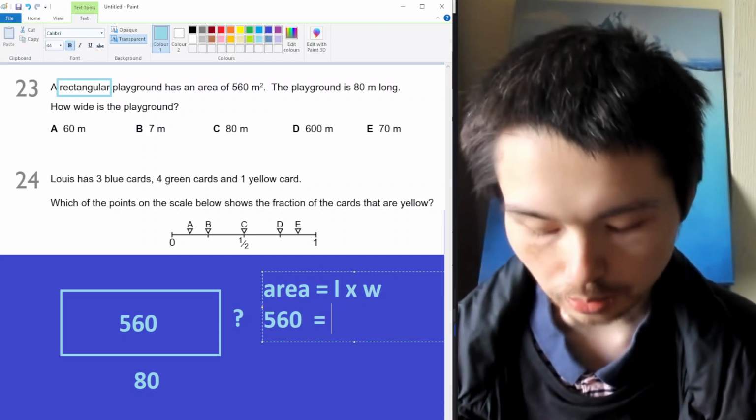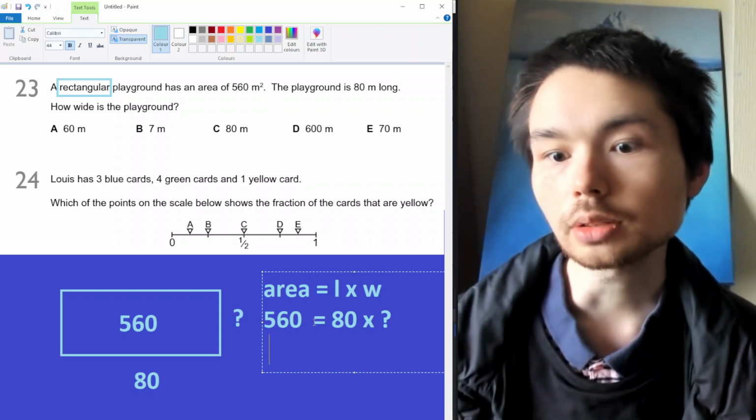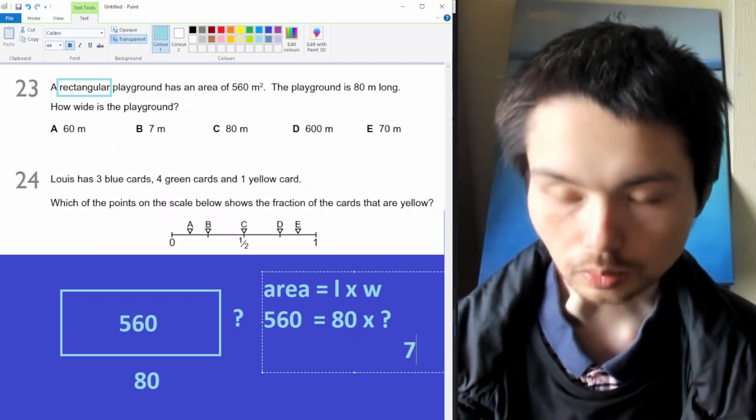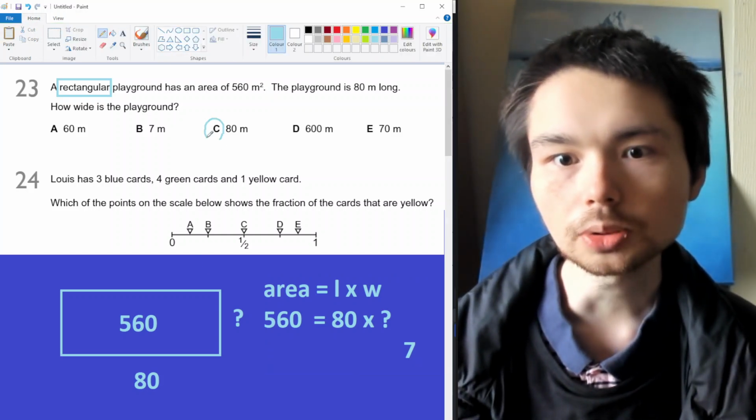560 is equal to 80 times something. Think of your 8 times table. 8 times what equals 56? The answer is 7. 80 times 7 equals 560. Good.